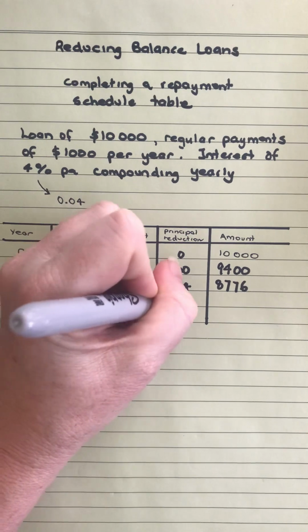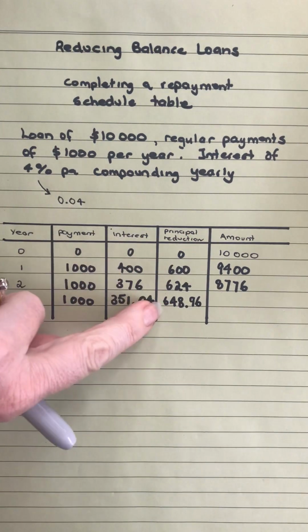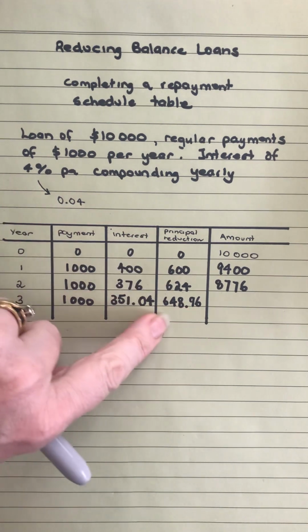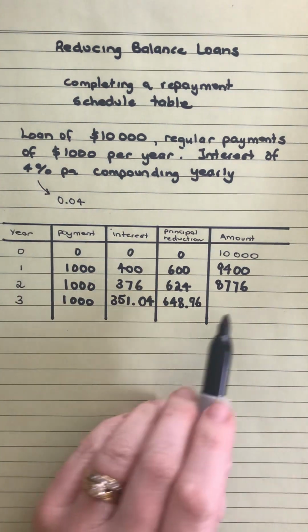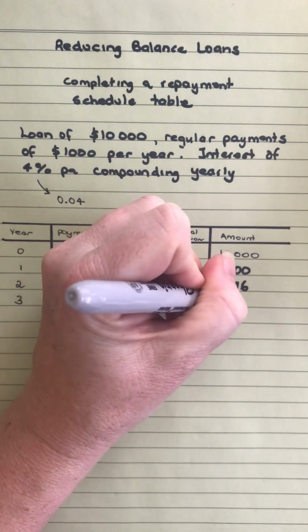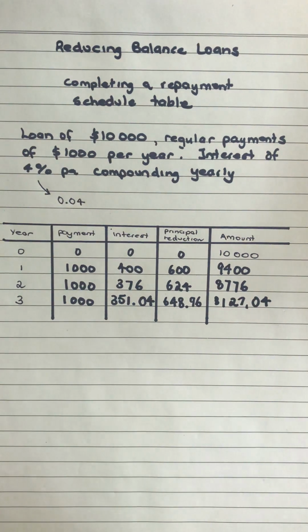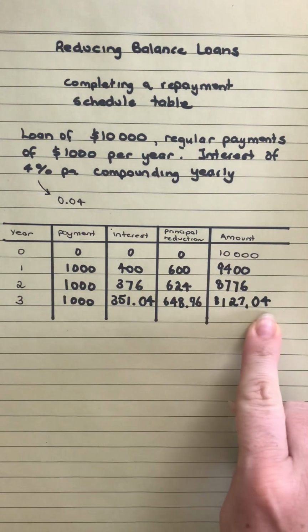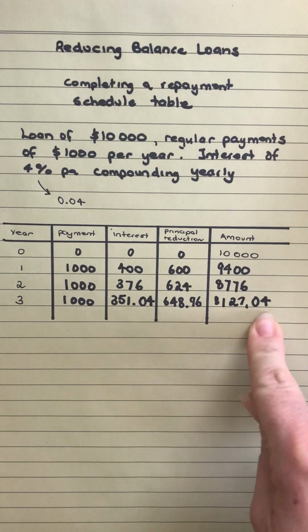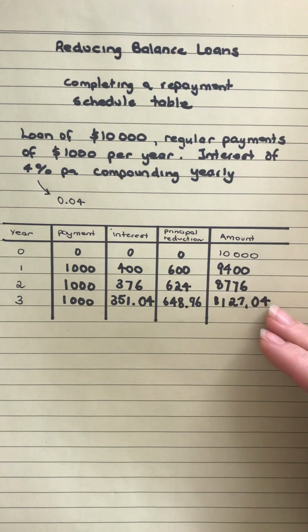So then my principal reduction is going to be the 1,000, take away that interest. So I get 648.96. So you can see my principal reduction has increased again. So then I will do the 8,776, take away the 648.96, and I'll get 8,127.04. So after the 3 years, at the end of the 3 years, we still have $8,127.04 left to repay. So we can see how much it's gone down in that time.